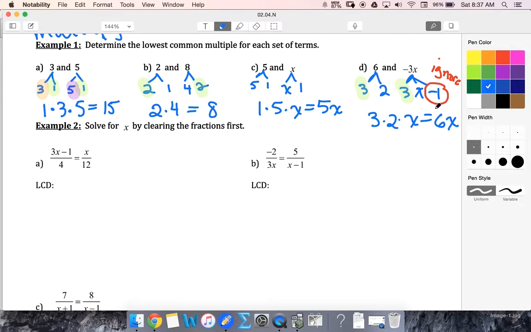But again, the negative doesn't matter so much because negative signs can always be in the numerator or the denominator. So if I had a negative in the denominator, I would move it up to the numerator. I'm going to make a separate video for example 2, and I'll see you there.